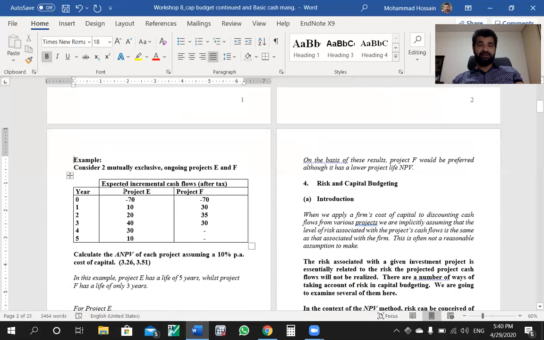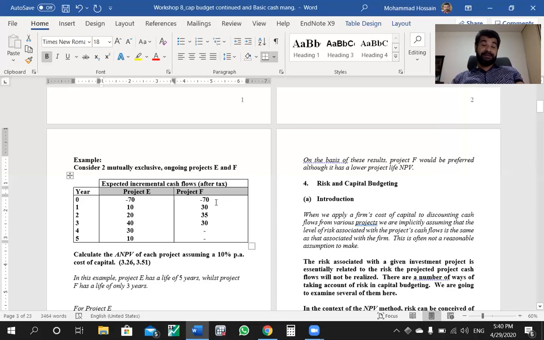In net present value, we have two projects here, project E and project F. And in these two projects, a very interesting thing: this project has a life of 5 years, and this project has a life of 3 years. One project has a life of 5 years, another project has a life of 3 years.